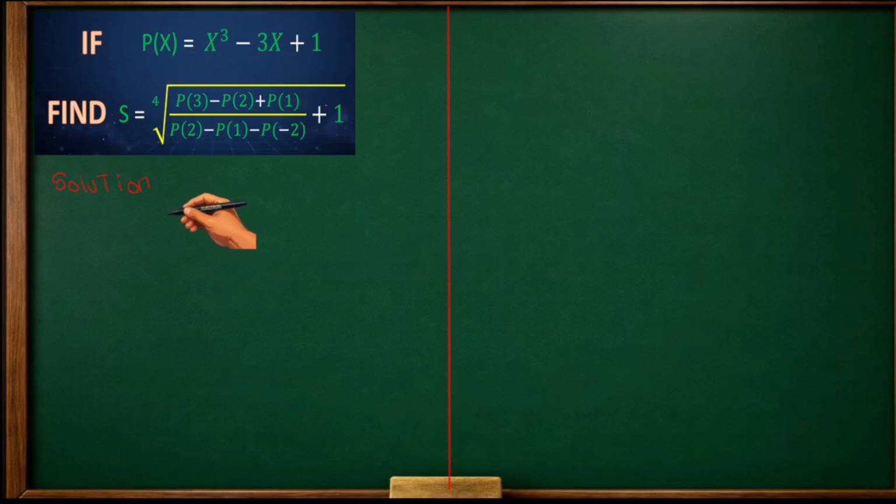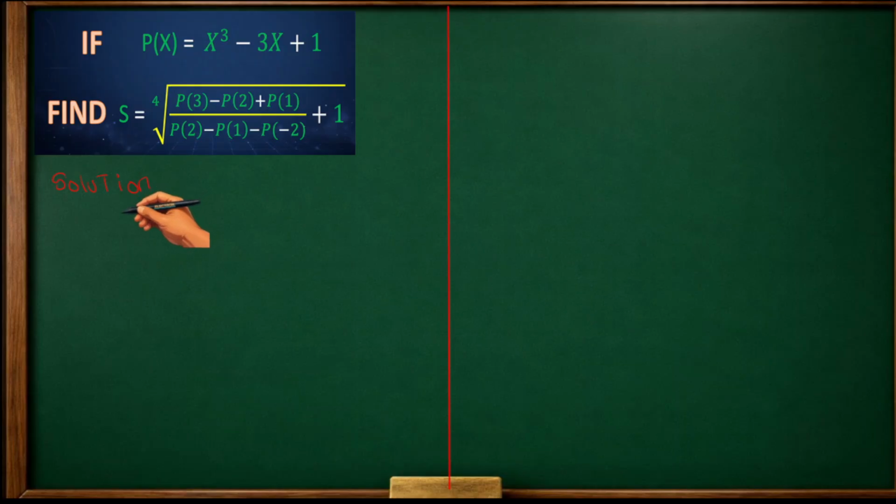Hello everyone. Today we solve this problem: if p of x equals x cubed minus 3x plus 1, find s equals the fourth root of p of 3 minus p of 2 plus p of 1, divided by p of 2 minus p of 1 minus p of minus 2 plus 1.